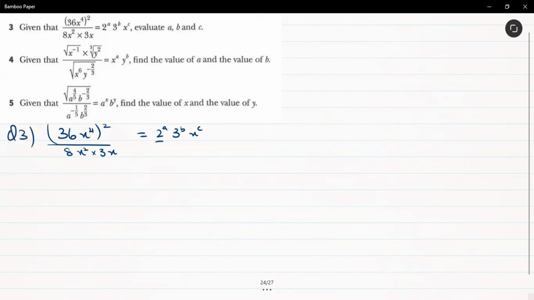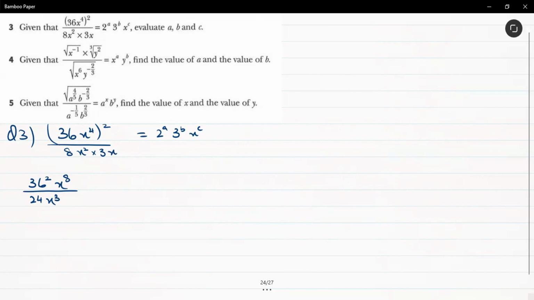First of all, we are going to simplify this as much as possible. So we get 36 squared multiplied by x to the power 4 multiplied by 2, which is 8, divided by 8x squared multiplied by 3x squared. What we're going to do next is 8 times 3 is 24, x to the power 3. So now we do 36 squared divided by 24.